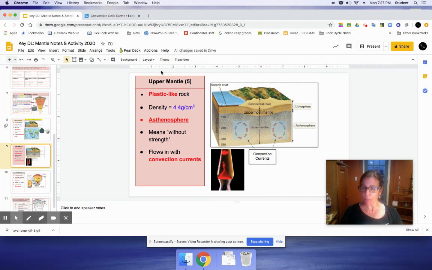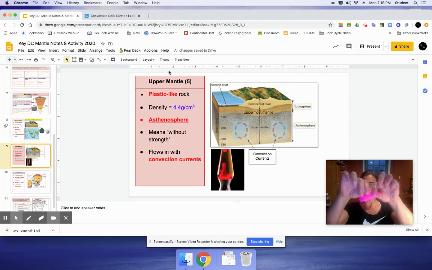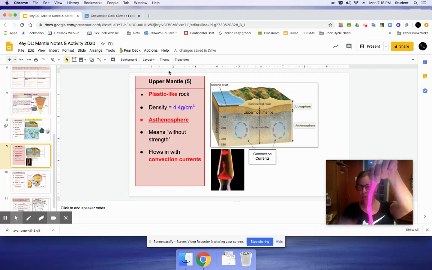Now, the upper mantle is a very, very cool section of planet Earth because the rock is solid, but it's plastic-like. What do I mean by plastic-like? So in my hand, I have some pink silly putty. Silly putty is really cool and kind of therapeutic to play with. I can pull the silly putty and it will flow and move just like a liquid. But it's really a solid because I can break it like a solid. I can roll it into a ball like a solid.